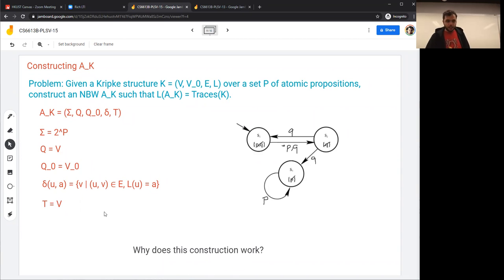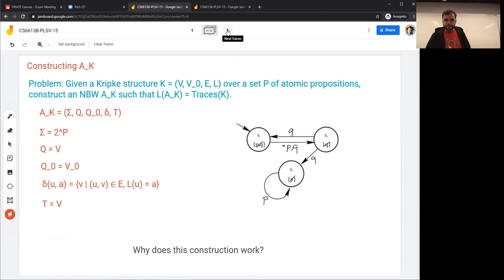And what is the accepting set? So the set of vertices that we want to see infinitely many times. Well, we want to accept all traces of K. And traces of K are basically the infinite paths. So all I want is for my path to be infinite. So I just let T be the set of all vertices. So this very simple thing translates a Kripke structure to a non-deterministic Büchi automaton that accepts its traces.